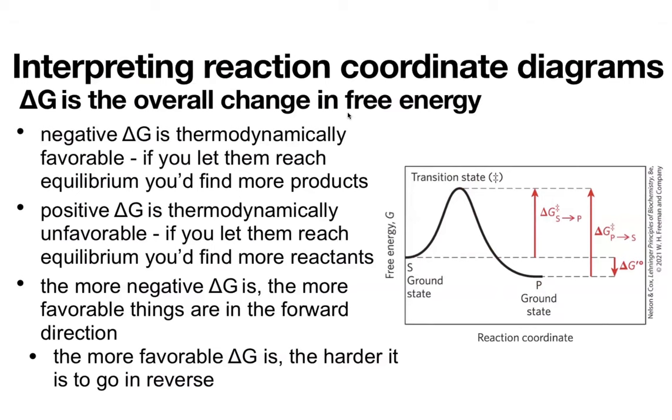When you're going up, you have to get to the top of the hill, but then you get that energy back when you go to the bottom of the hill. So this is going to cancel out and not contribute to your overall delta G, but it will contribute to the speed at which the reaction happens. But delta G itself is that state function.